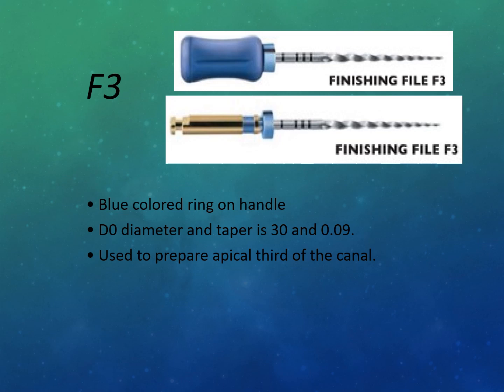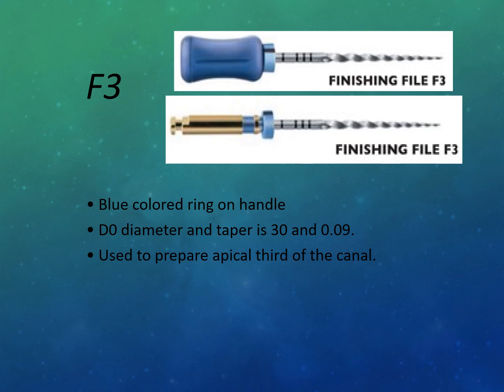F3, blue in color, tip diameter is 30. You can always correspond this blue color. F3 corresponds to your K file 30. The tip diameter of F3 and K file 30 is the same. Like F2, the tip diameter of your 20 size K file and F2 is the same.